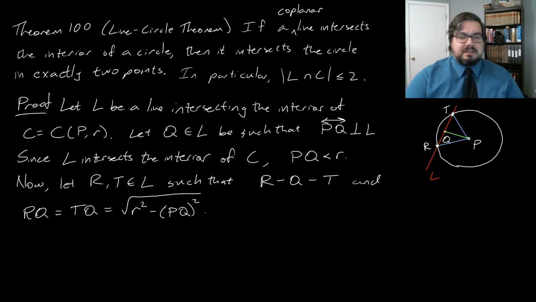We basically look at this and say, all right, well, these distances here should be r, and then we know what the distance PQ is, which means that by the Pythagorean theorem, we can figure out what the distance from Q to T and the distance from Q to R should be. They should be the square root of little r squared minus PQ squared.